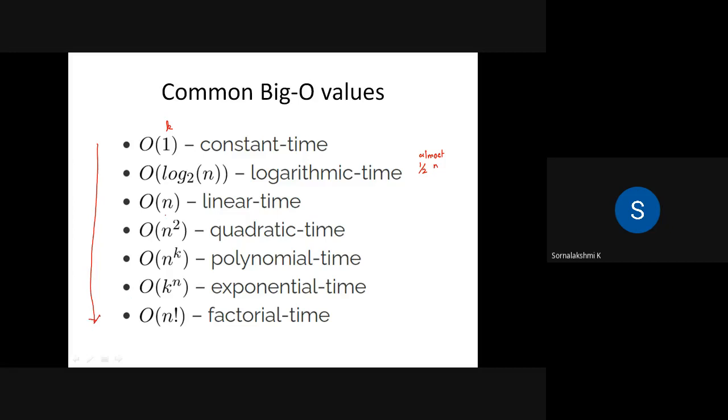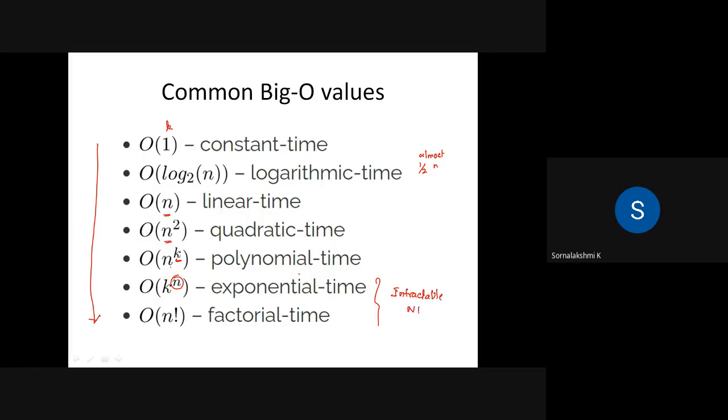Then comes the linear time, order of n. Order of n square is quadratic, then cubic, and so on. We can see so many things. And order of n power k is polynomial time. And order of k power n, when n goes to the power, this is what we mean by intractable.